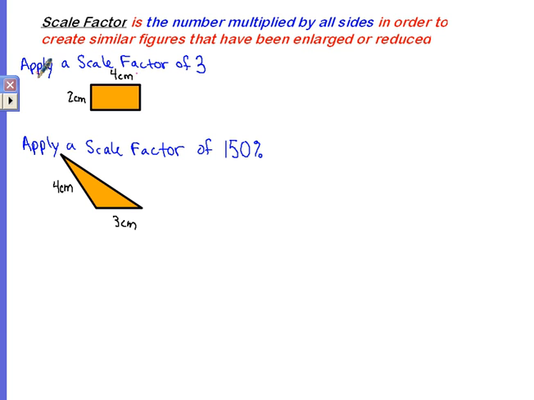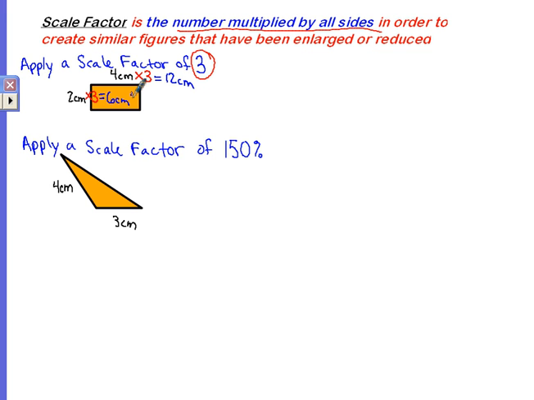Here, in this first problem where I'm looking at a rectangle, it asked me to apply a scale factor of 3. Because scale factor is the number multiplied by all sides, that means I'm going to look at each side and multiply it by 3, meaning each side will get 3 times larger. The short side in my new figure will be 6 centimeters, and the long side in my new figure will be 12 centimeters.